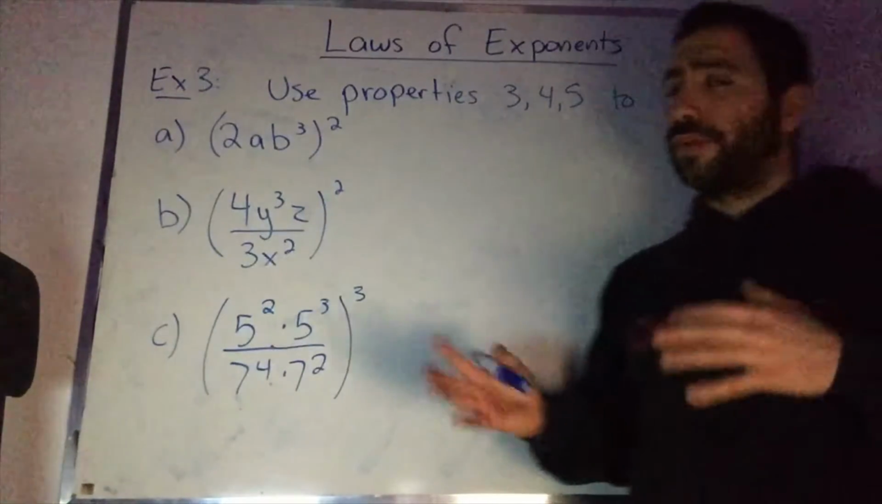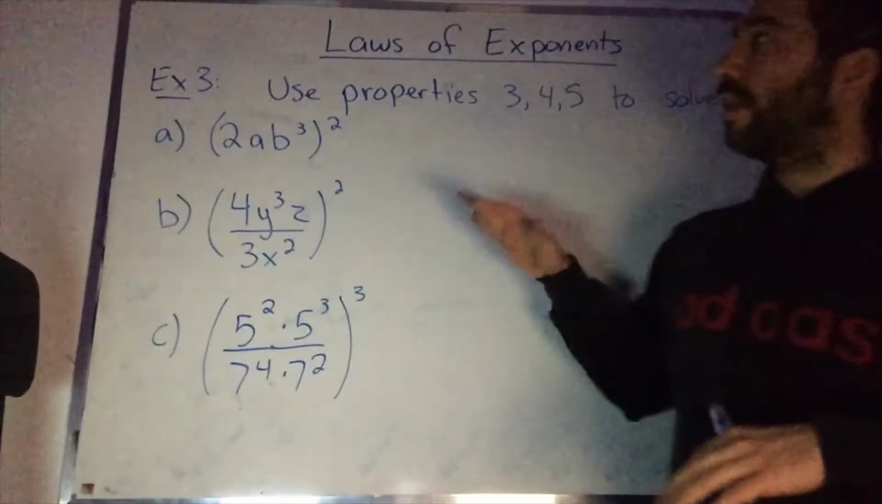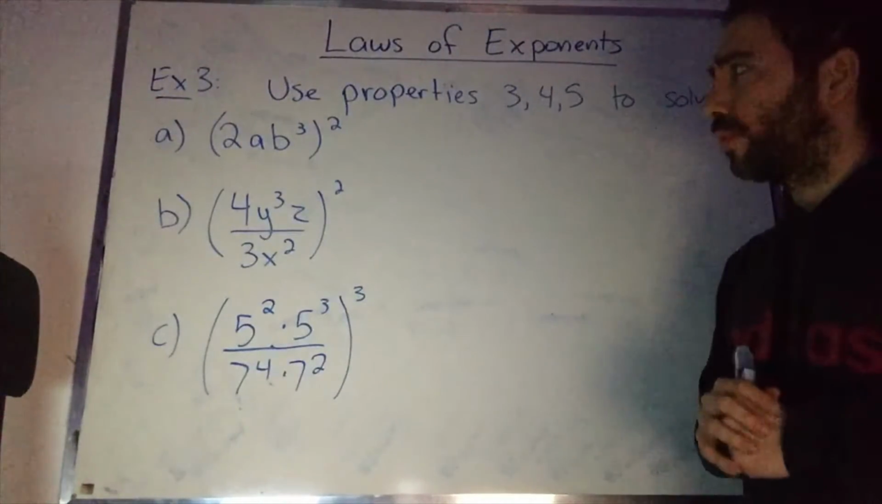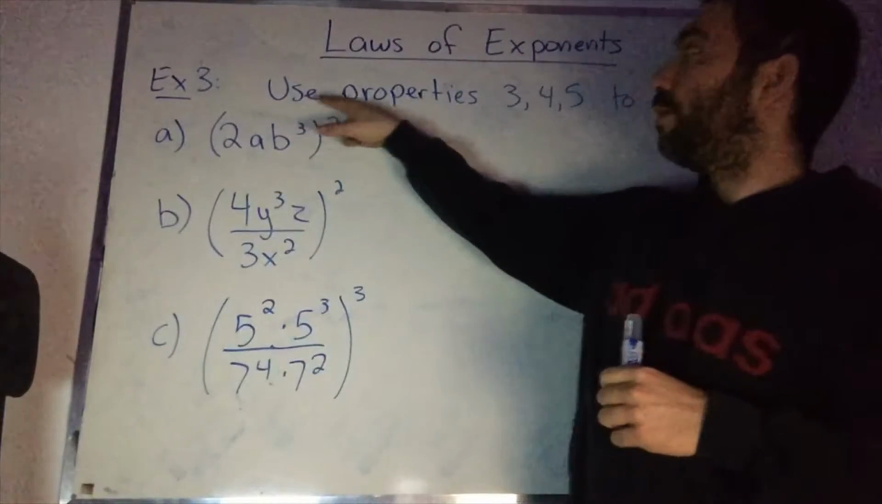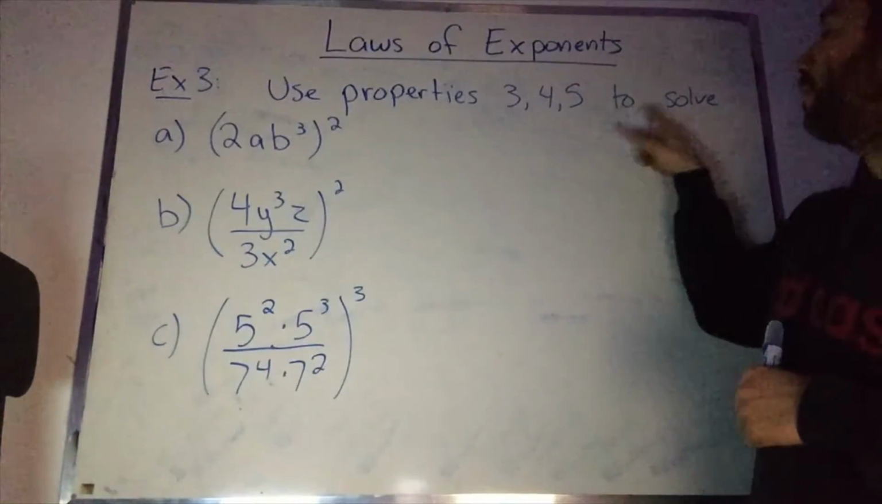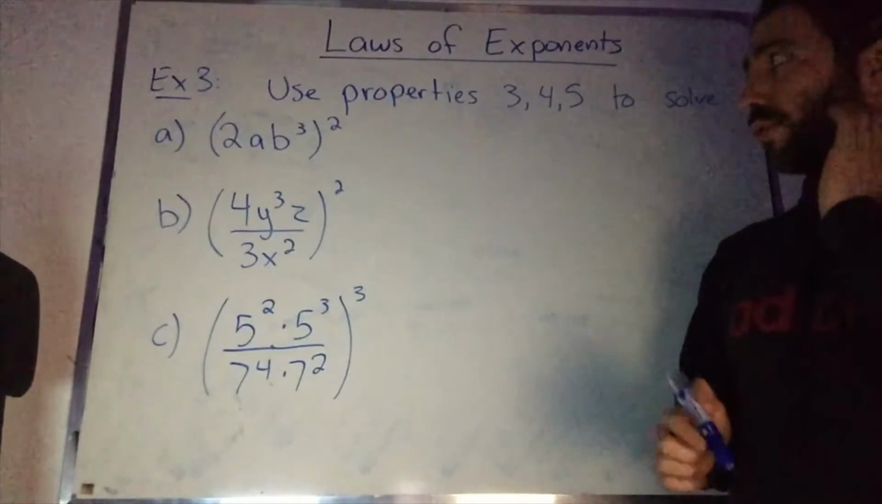Okay, so far the previous examples that we've been working on have been warm-up questions. Now these ones are starting to get a bit more involved and we're combining different properties that we're using. So example 3, we use properties 3, 4, and 5 to solve the following. So we have A, B, C. So let's start off with A.